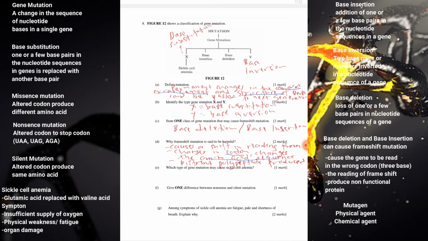Okay, which type of gene mutation causes sickle cell anemia? Okay, this one is base substitution. Okay, give one difference between nonsense and silent mutation. Both belong to base substitution. Okay, what is meant by nonsense?